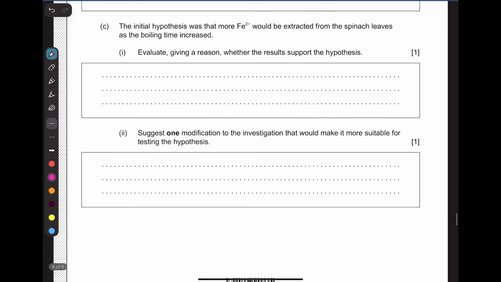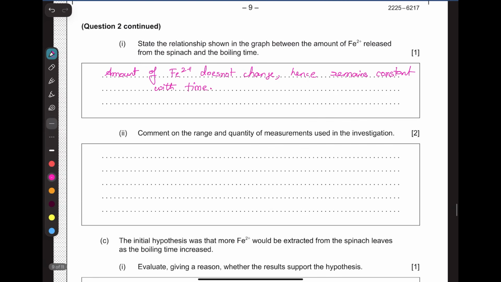So for the range, we can say we need more time or more boiling time to understand the trend.